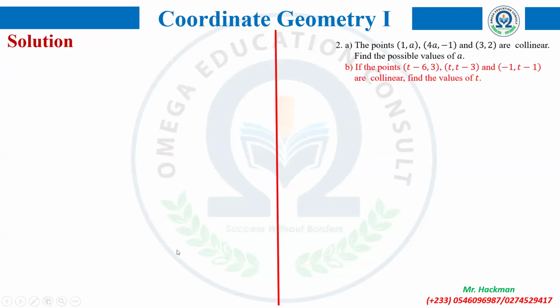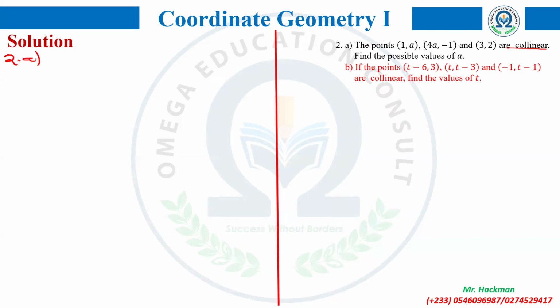So as usual, solution is what we write first. Questions are numbered because we equally want you to number your solution. So what do you do? Write question number 2. We read the question and see if you can underline salient parts. So here we know that the points are collinear, and we are supposed to find the values of A. So now you come to sub question A.